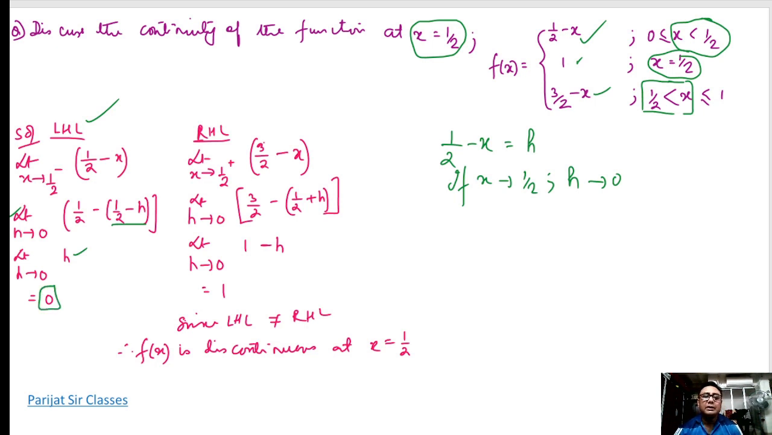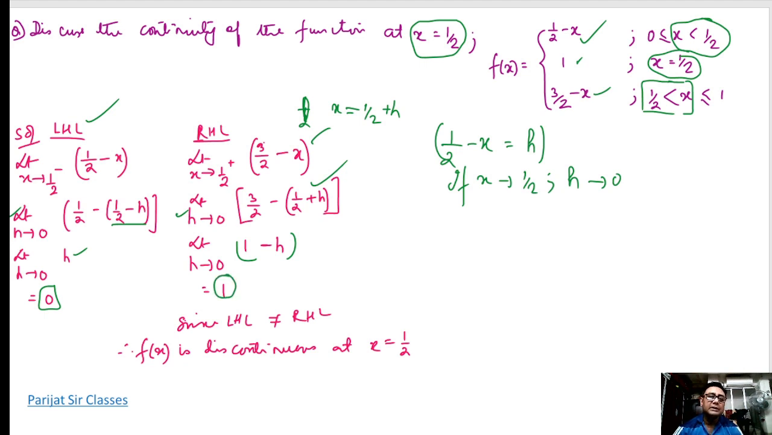Similarly for the right hand limit, if x is tending to half, h tends to 0. So in place of x, I am putting half plus h. Okay, so I have taken x equal to half plus h for this. So see here, x means half plus h. So from here we are getting 1 minus h, now putting the value of h as 0, we are getting 1.